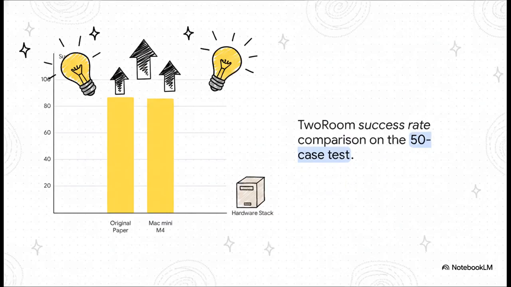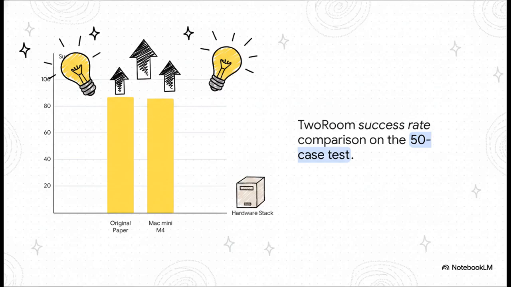And here is the triumphant payoff. The original published research paper reported an 87% success rate in the TwoRoom environment. Our adapted code running locally on a little Mac Mini M4 achieved an 86% success rate. The M4 successfully solved 43 out of 50 cases. It came within exactly 1 percentage point of the published research accuracy. That is absolutely remarkable.